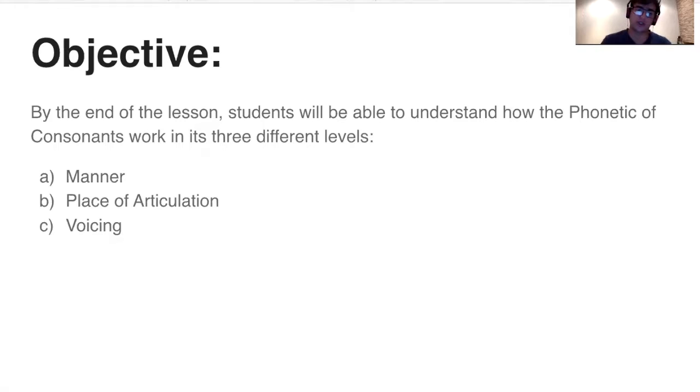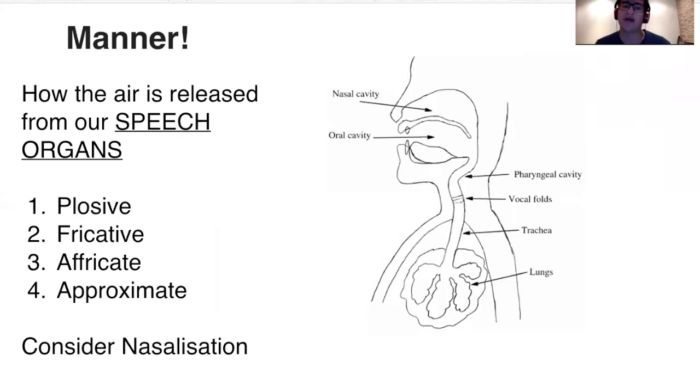In order to do this, we're going to look at three different things. First, the manner. Second, the place of articulation. And third, the voicing. So the first one, which is the manner, is basically how the air is released from our speech organs in order to produce certain sounds. Remember that the speech organs are basically everything within our body that we use to produce sounds. I can be talking about my tongue, my lungs, my diaphragm, my teeth even. How is the air released from our speech organs?